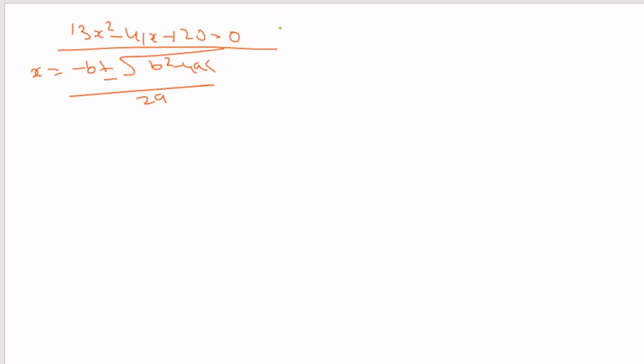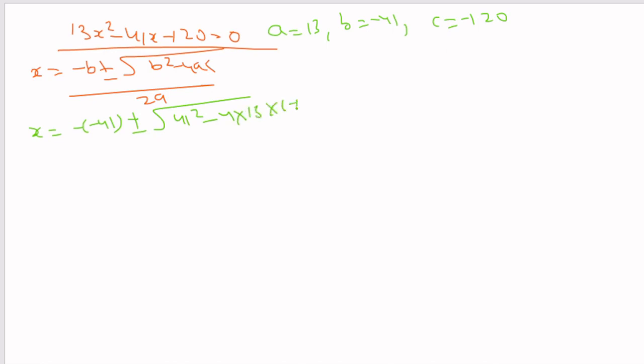Now what is the value of a? a is equal to 13, b is equal to minus 41, c is equal to minus 120. Now just substitute in this equation. So x equal to minus b plus minus square root of b square, so 41 square minus 4 into 13 into minus 120, divided by 2 into 13, right?